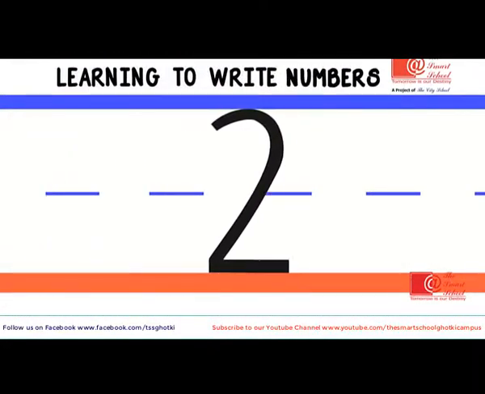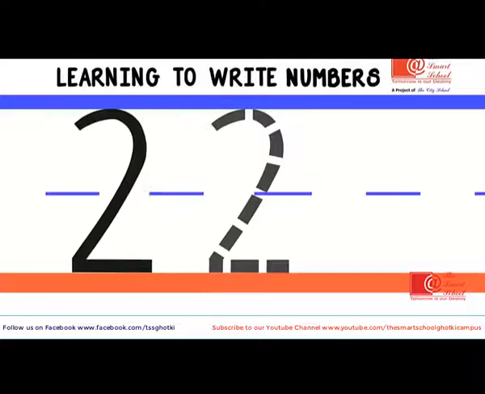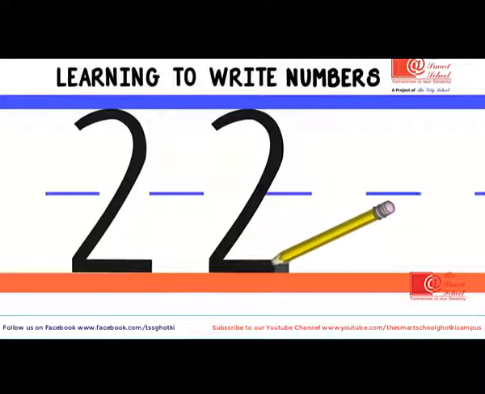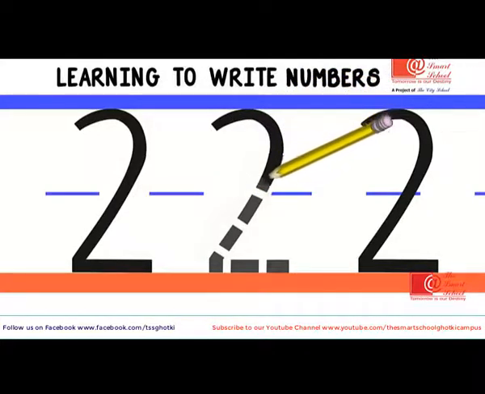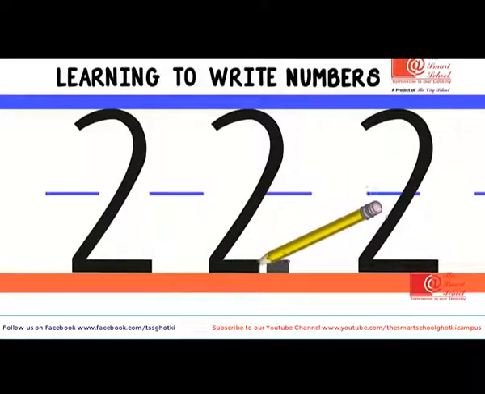Now let's move on to number 2. To write number 2, we'll start at the top and do a curved line around. Then we'll follow it diagonally down and then do a straight line across the bottom. Good job! Let's do that again. Then follow it diagonally to the bottom and do a straight line across the bottom. Good job! Now you try.